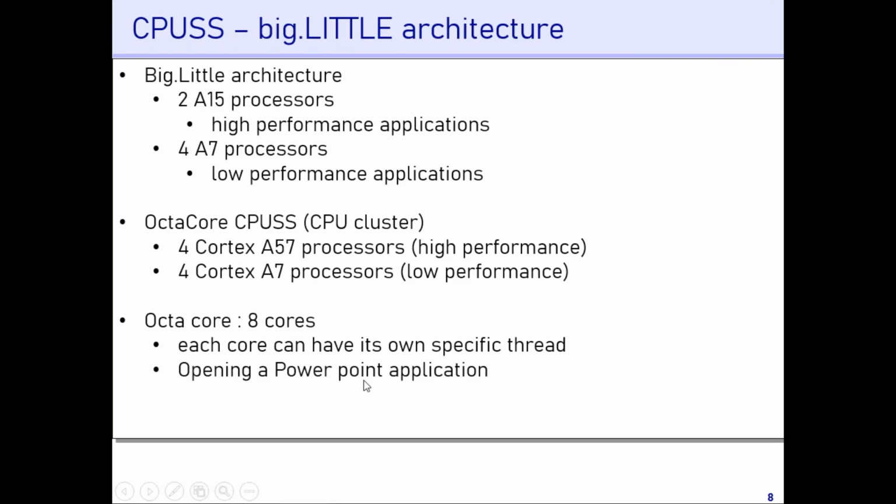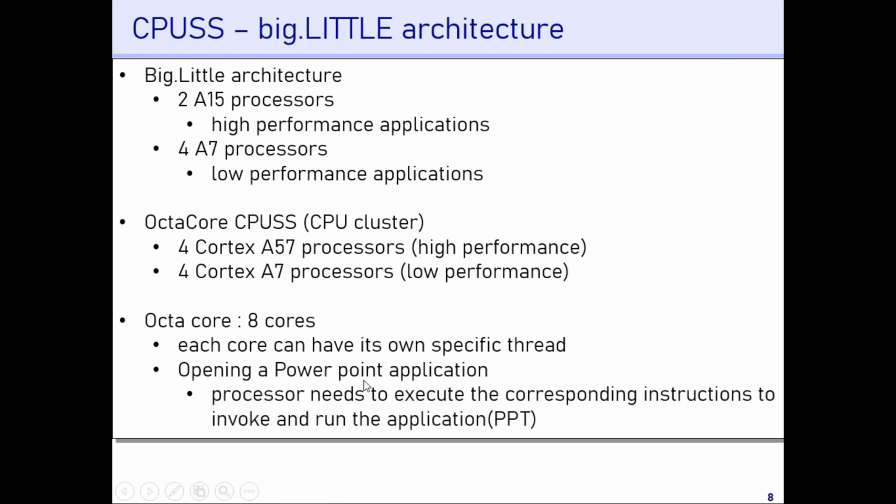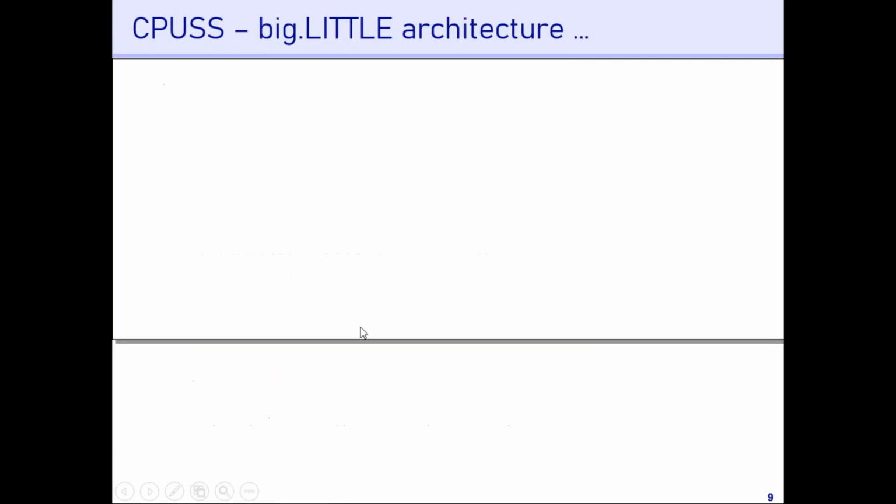For example, you are opening a PowerPoint presentation. A processor needs to execute the corresponding instructions to invoke and run the application. In my laptop, which has a multi-core processor subsystem, I could be running multiple threads in parallel. For example, one thread is the training that I'm running, and one thread is the presentation I'm playing. So there could be multiple things happening. That is where having multiple cores will help.